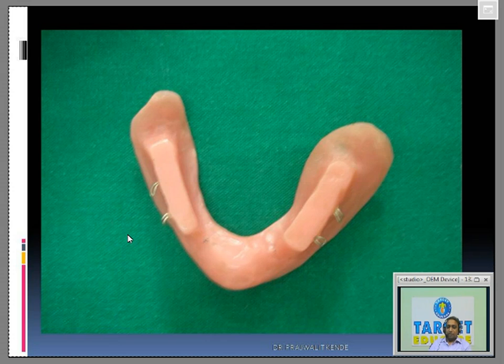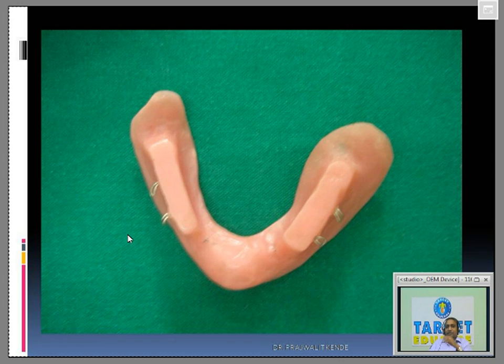So commonly what we do is try to do closed reduction in cases of edentulous mandibular fractures if at all possible, and this is the gunning type of splint which is used. This is called a mandibular gunning splint. The gunning splint can either be made on the existing complete denture of the patient, or if the patient doesn't have a denture but the mandible is edentulous, you might prepare such a type of splint. This is a mandibular gunning splint.